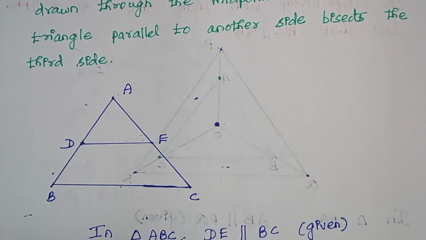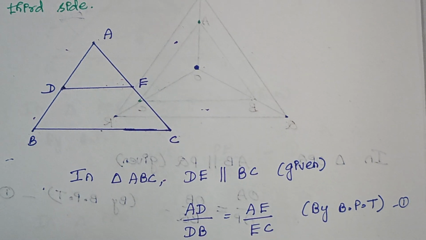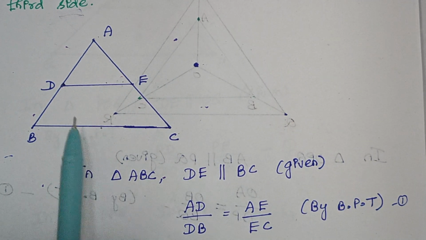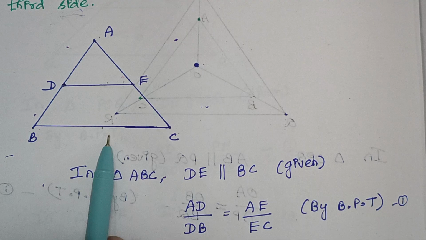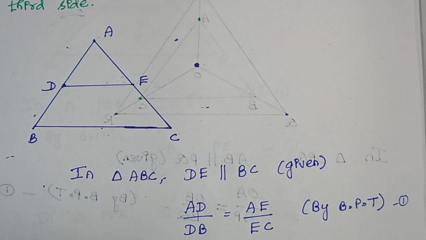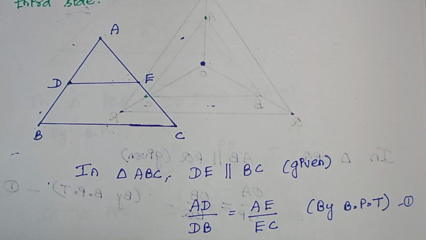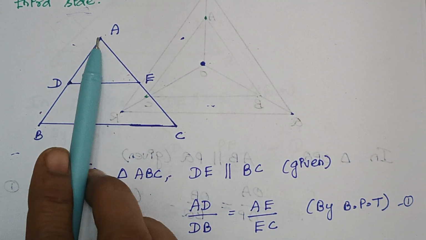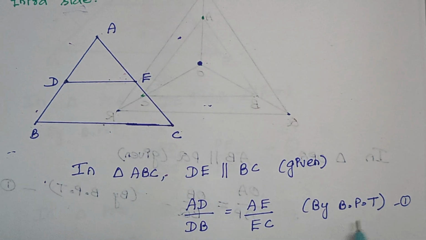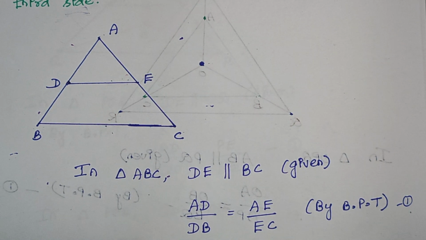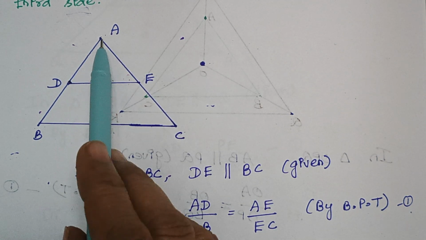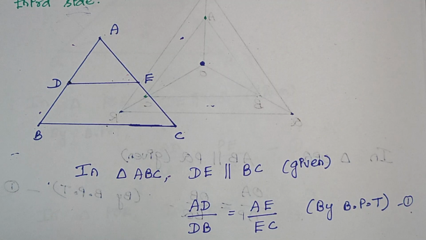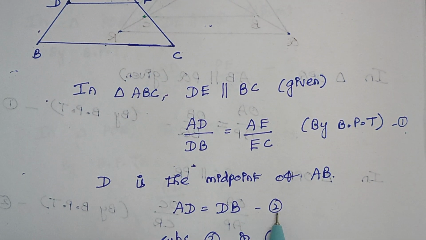First, we are starting from the given conditions. In triangle ABC, DE is parallel to BC. Here when we make use of the basic proportionality theorem, we can write the sides ratio as AD by DB is equal to AE by EC. Name it as equation 1. The second thing is, in the statement it is clearly given that D is the midpoint. So when D is the midpoint, we can write AD is equal to DB. Mark it as equation number 2.